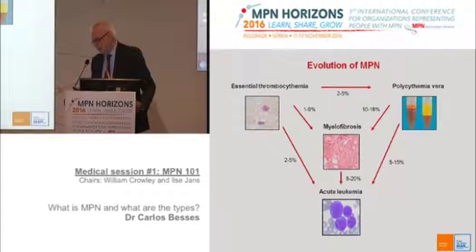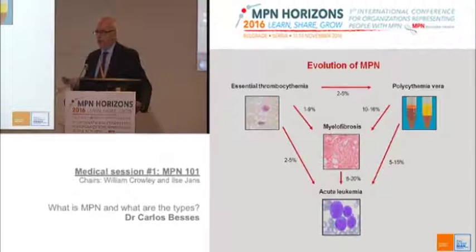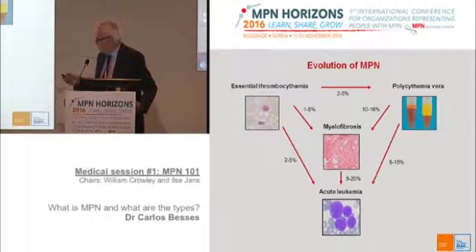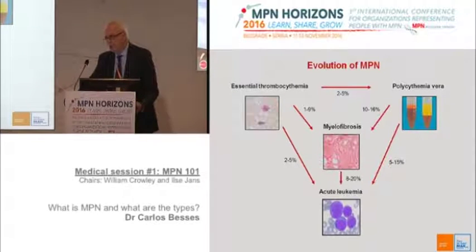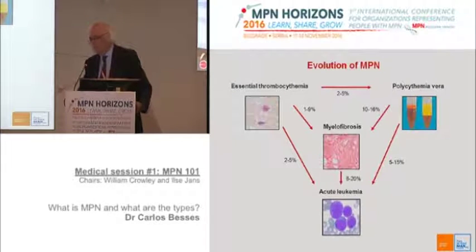So Dr. Mesa has also mentioned the interconnection of forms in MPNs, and we can see that, as I have mentioned, a small proportion of essential thrombocythemia evolves to polycythemia vera. ET and PV evolve in different percentages to myelofibrosis, and a small percentage of PV and ET patients may evolve to acute leukemia, especially in those patients treated with chemotherapy or with sequential chemotherapy.